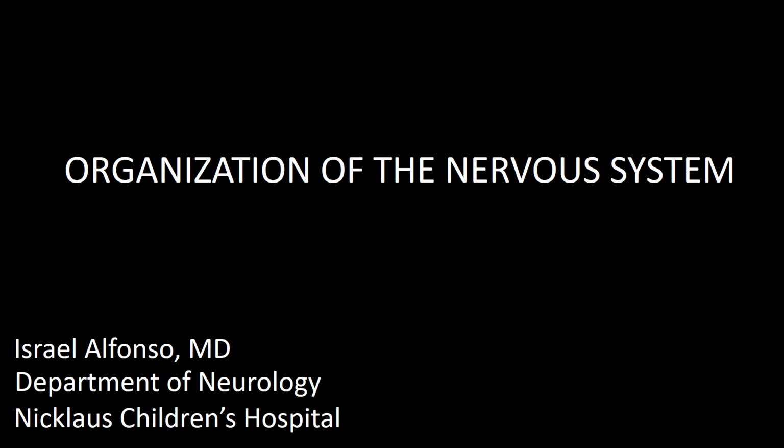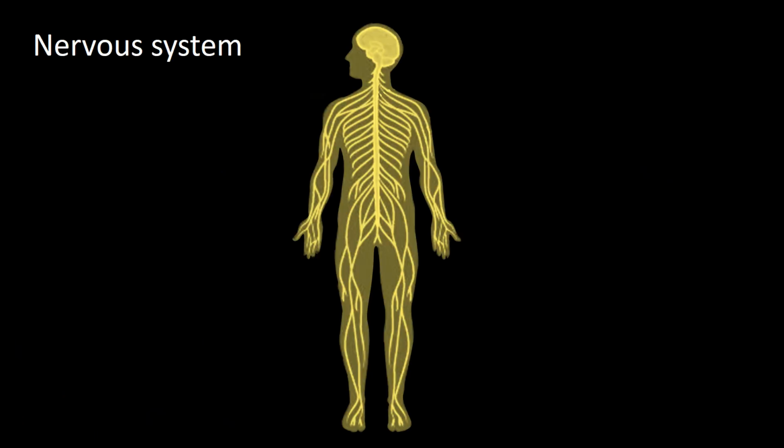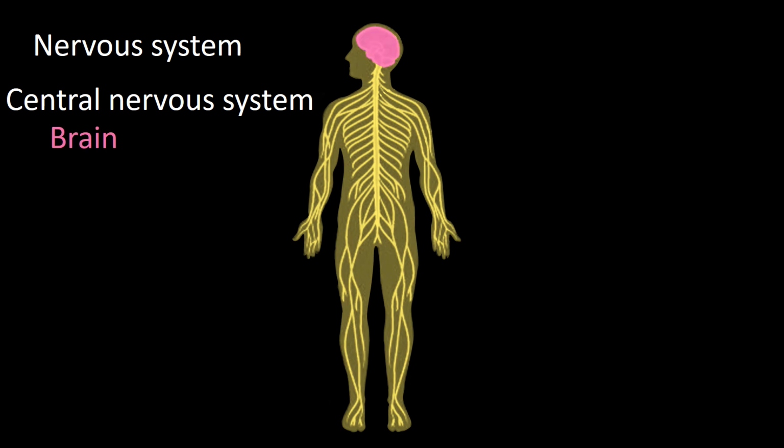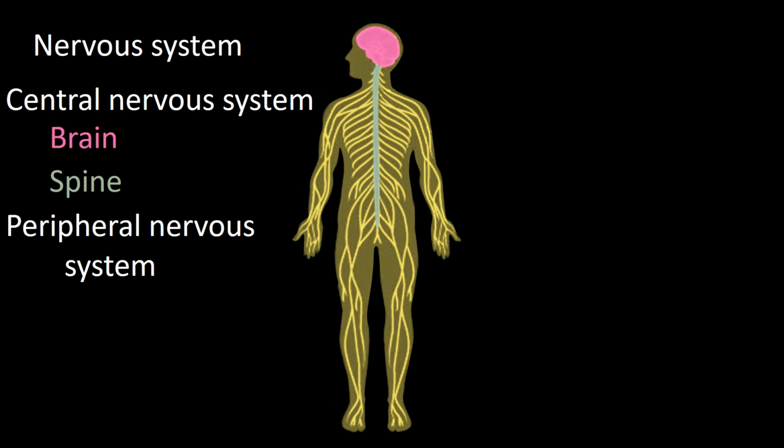This talk is about the organization of the nervous system. The nervous system is divided into the central nervous system, which includes the brain and the spine. The second division of the nervous system is the peripheral nervous system, which includes roots, plexus, nerves, and ganglia.